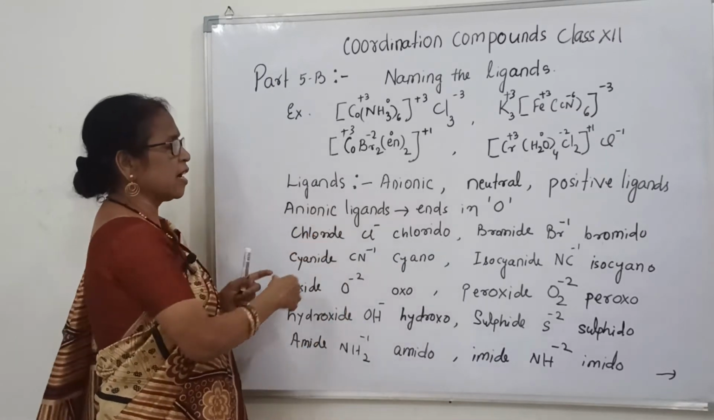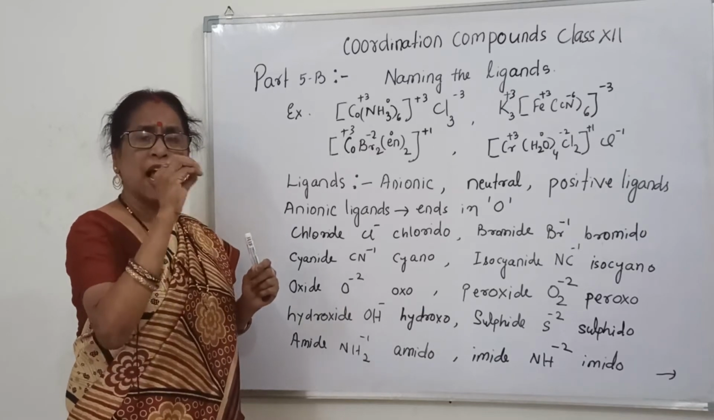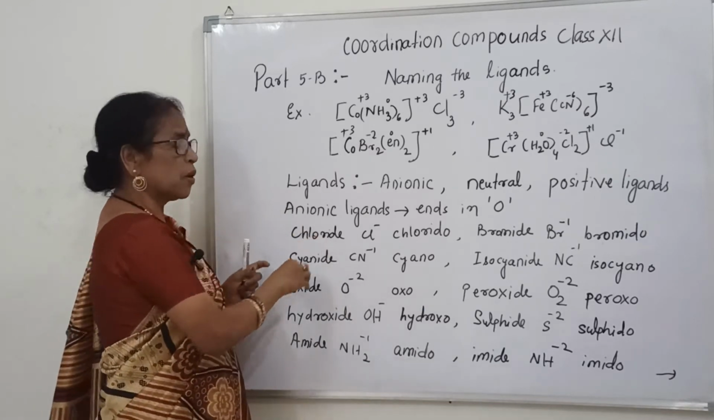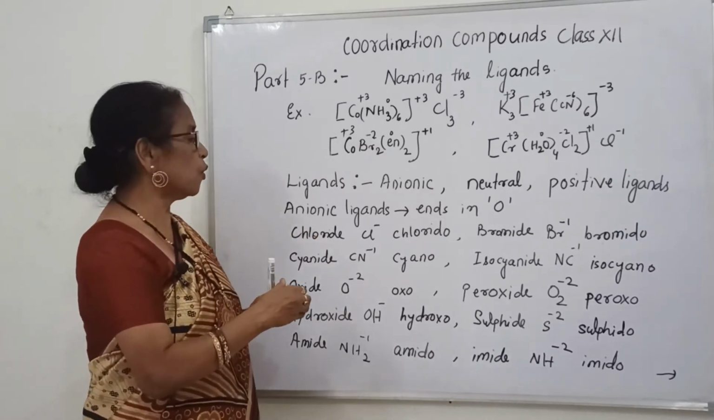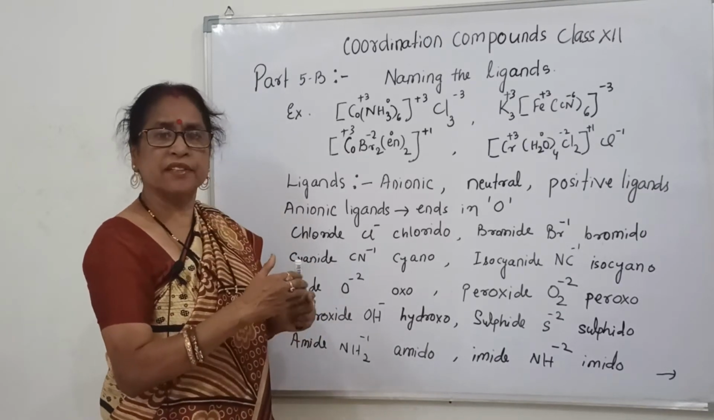So an anionic ligand ends in O, always remember, always ending in O. Chloride becomes chlorido. Bromide, bromido. Cyanide, cyano.